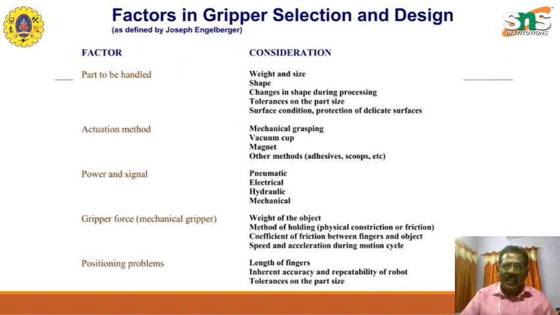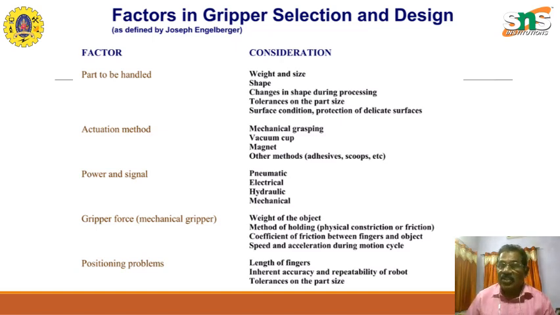Okay. Again, depending on the factors, what is to be considered is also given here. The parts to be handled are based on the weight, based on the shape, changes in the shape during the processing, then the tolerance in the part size, etc. There, surface condition, protection of delicate surfaces. It can even handle an egg there.